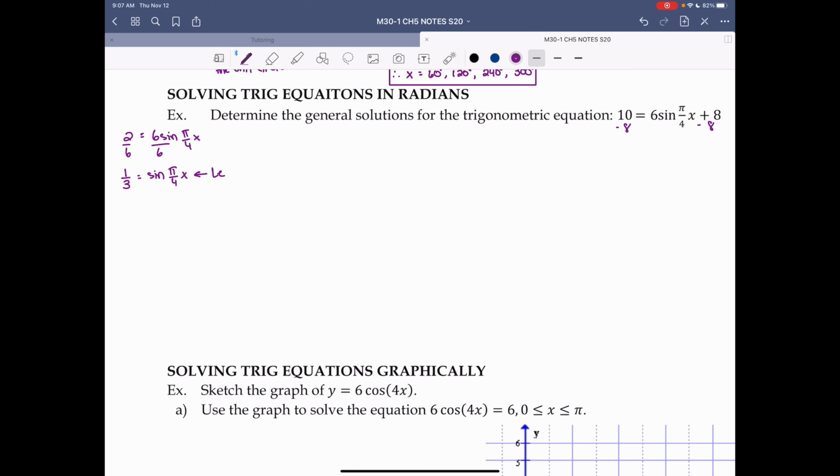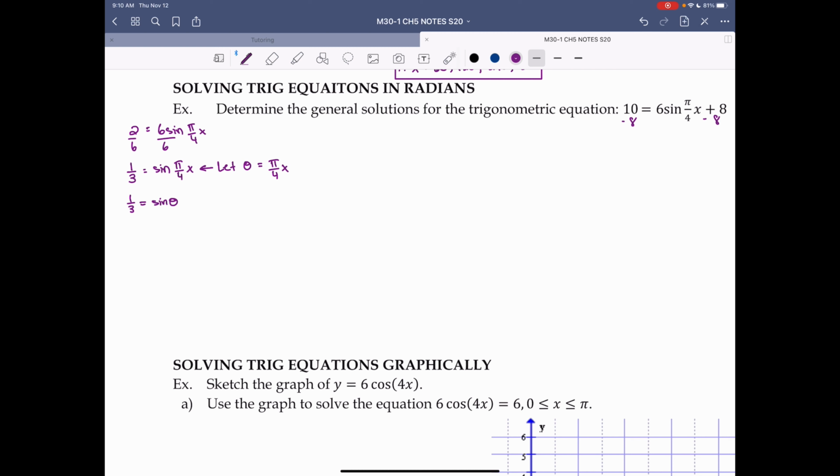Let's let theta equal pi over 4 x. Then we can write 1 over 3 equals sine theta. Then we can solve for our reference angle. 1 over 3 is not a measurement from any of our special triangles, but we can solve for our reference angle. Theta r equals sine inverse of 1 over 3.